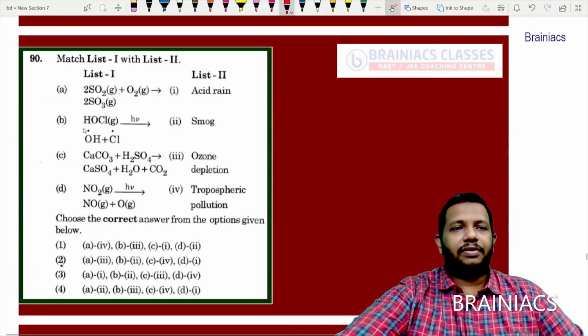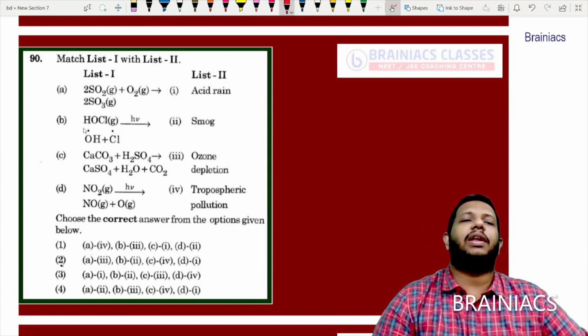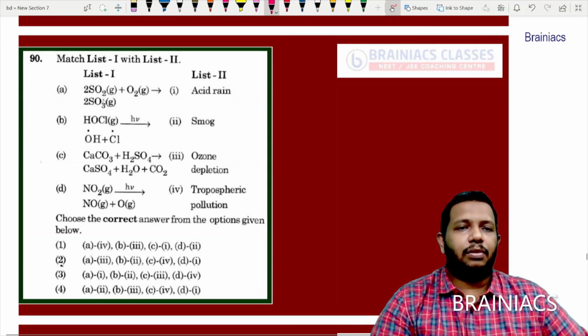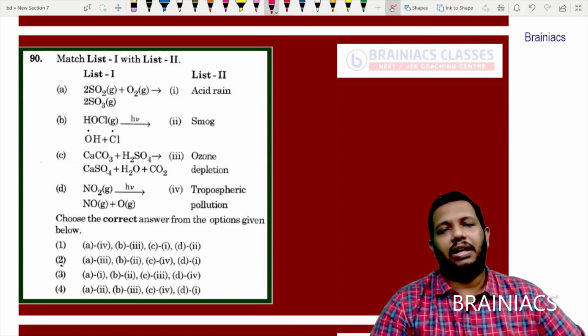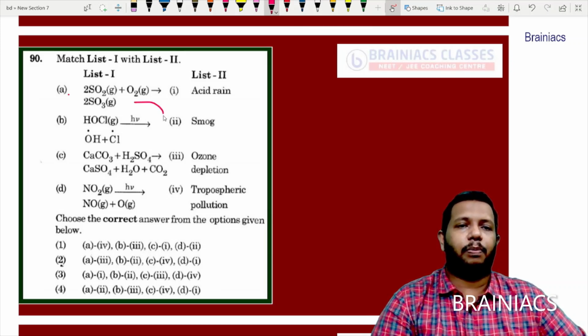Now let's go to the next question. This is from the chapter Environmental Chemistry. Very easy question, so let's try to do it. They are telling first one, SO2 plus O2 giving SO3. We know that this leads to tropospheric pollution. So I can say A is contributing to tropospheric pollution.